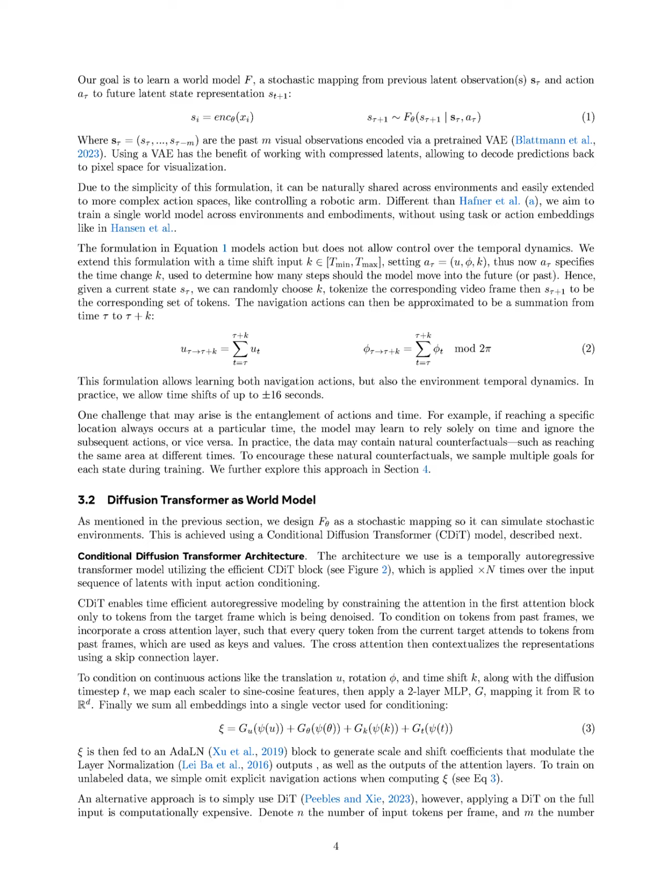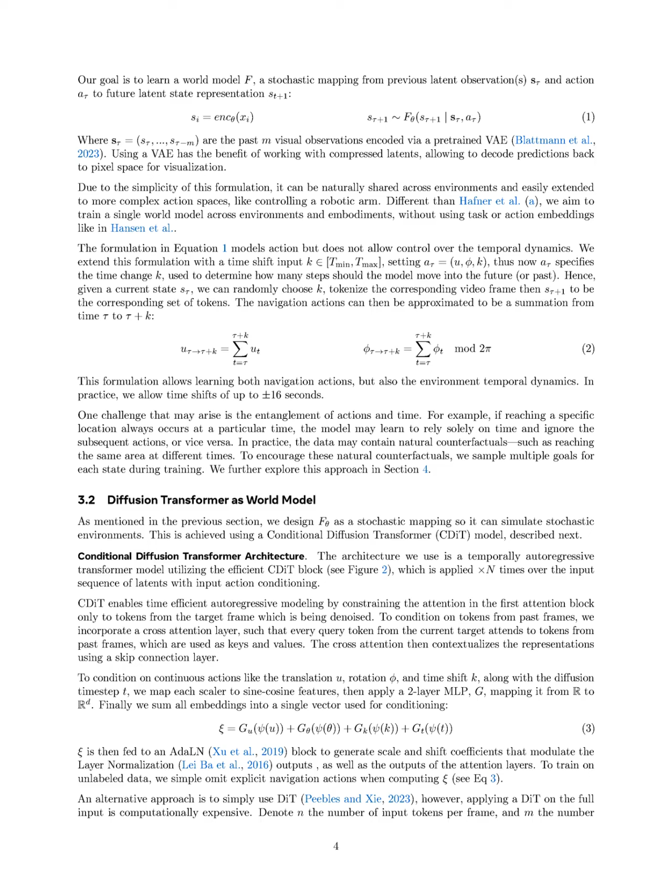The conditional diffusion transformer, CDiT, operates as a temporally autoregressive model designed to predict future states based on past observations and actions. First, it utilizes a cross-attention mechanism where each query token from the current target frame attends to tokens from past frames, contextualizing the representations through a skip connection layer.